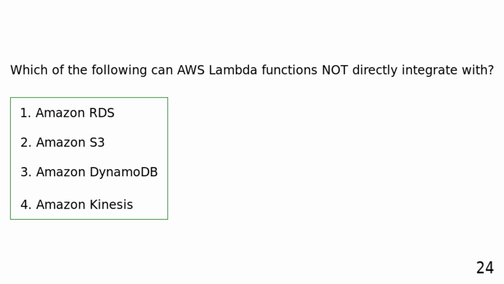Which of the following can AWS Lambda functions not directly integrate with? Amazon RDS, Amazon S3, Amazon DynamoDB, Amazon Kinesis.